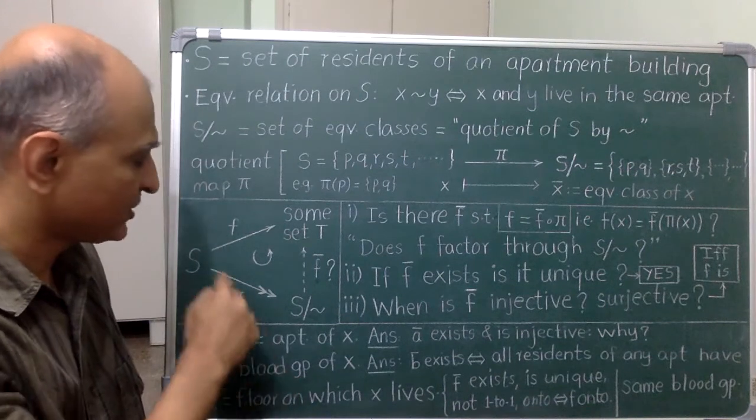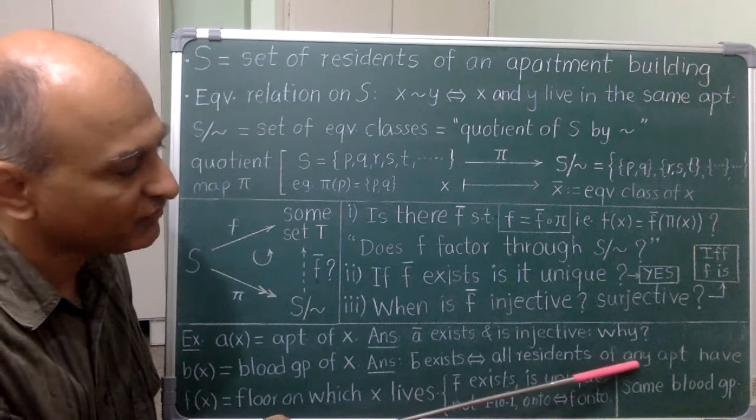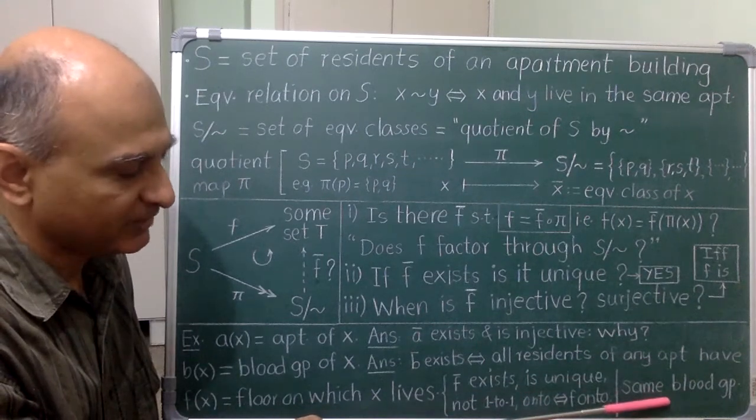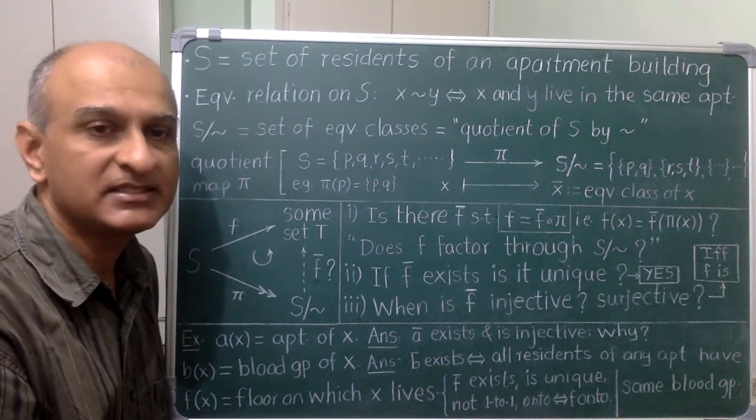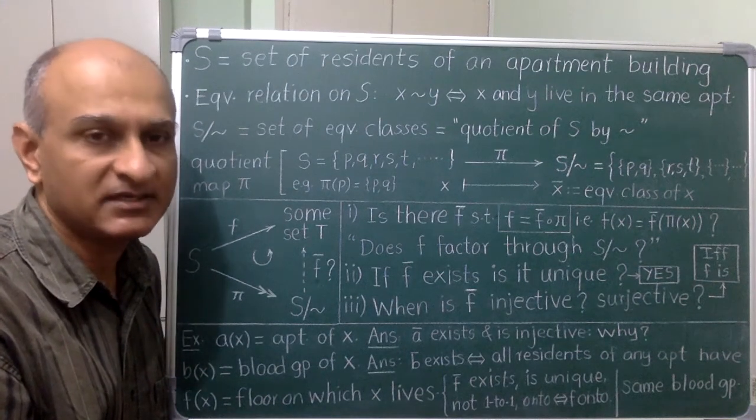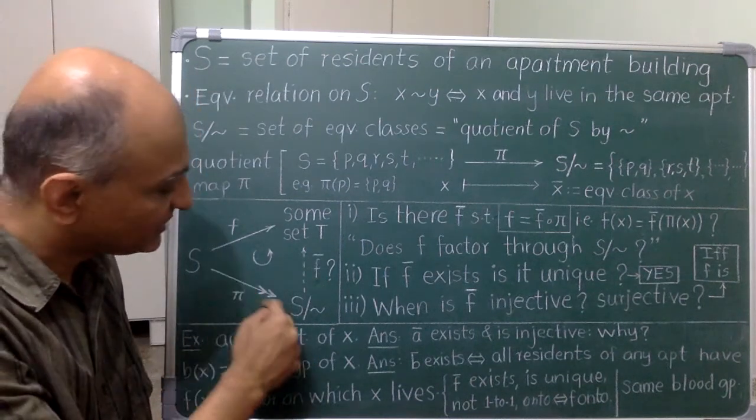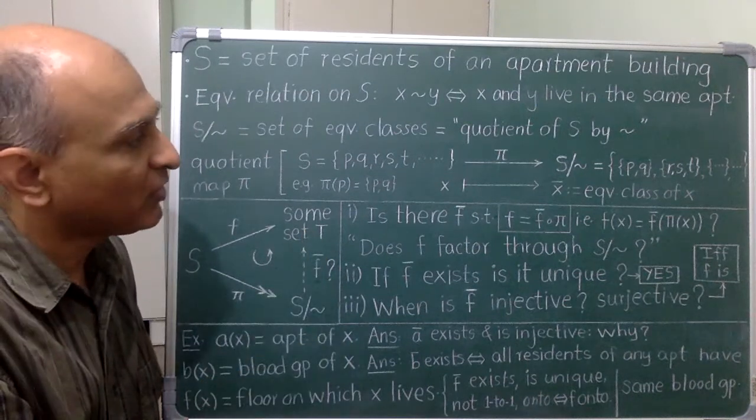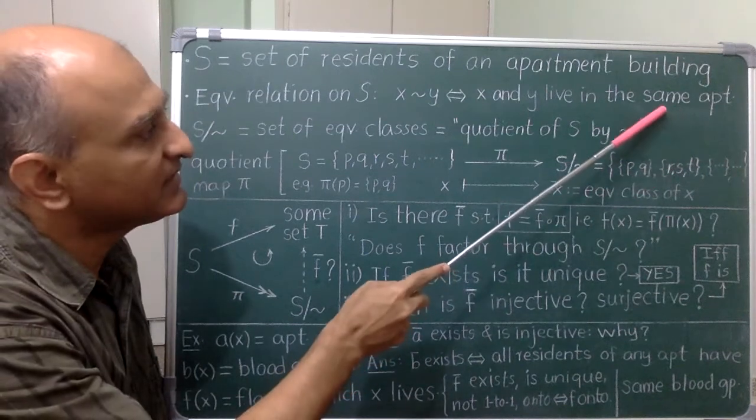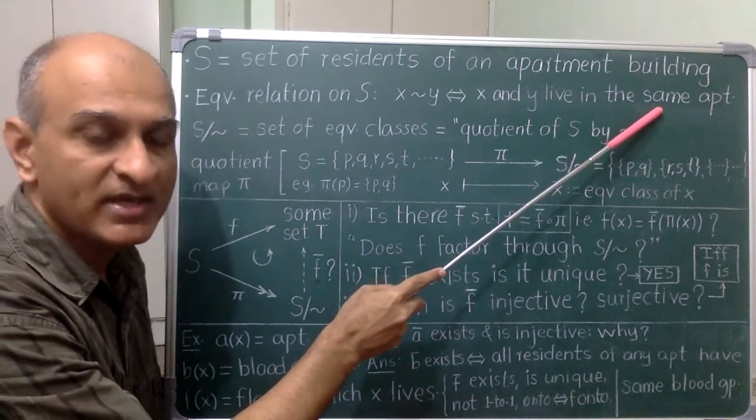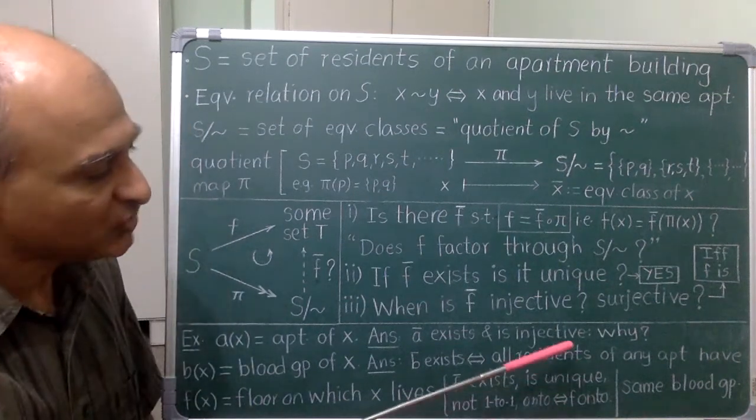The blood group function factors through the quotient set precisely when all residents of any apartment have the same blood group. This is quite unlikely, but if it does happen, then the existence of B bar captures something interesting about the situation. The apartment function does factor through the quotient set because all members of any equivalence class do live in the same apartment and vice versa. Therefore, not only does A bar exist, it is also injective.